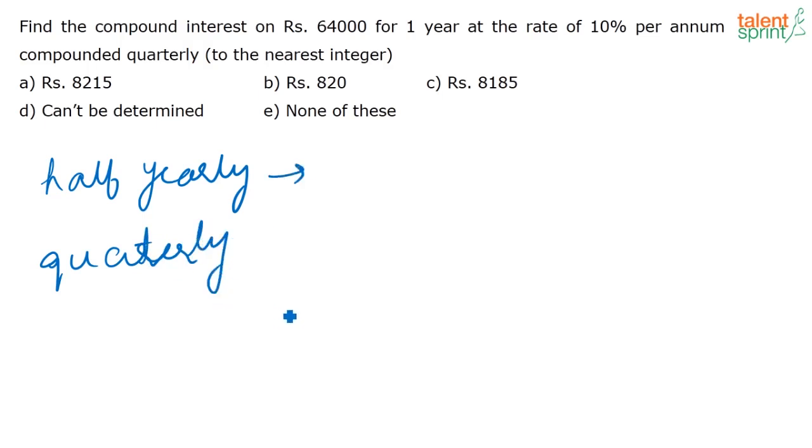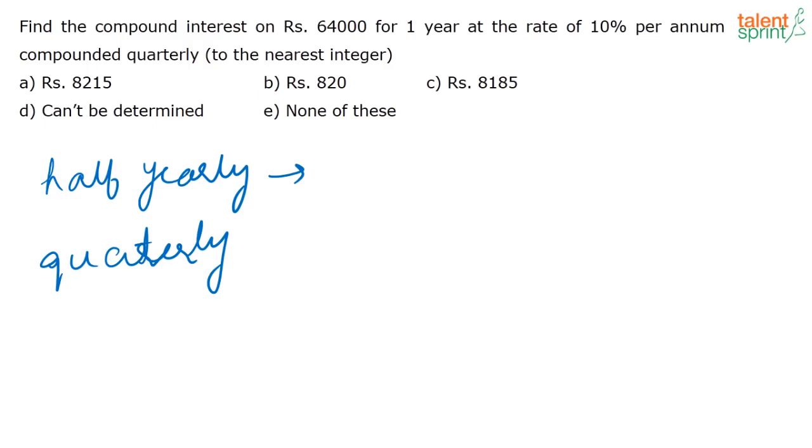Half yearly compound interest means that at the end of every 6 months, compound interest is calculated. So in 1 year, how many times will the interest be calculated? It will be calculated 2 times. Generally in the question they give you R, which is the rate of interest per annum. So here we have to consider the rate of interest for 6 months.